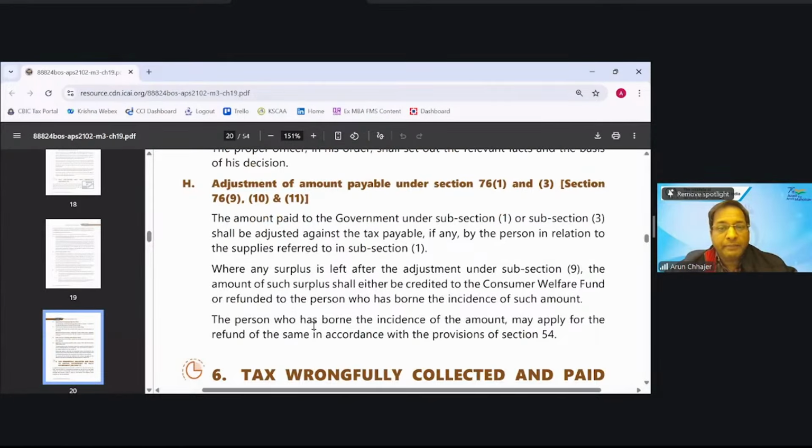Adjustment of the amount payable. Amount paid to the government under subsection 1, subsection 3 shall be adjusted against the tax payable, if any, by the person in relation to the supplies referred to in subsection 1. Where any surplus is left after the adjustment under subsection 9, the amount of such surplus shall either be credited to the consumer welfare fund or refunded to the person who has borne the incidence of the tax.